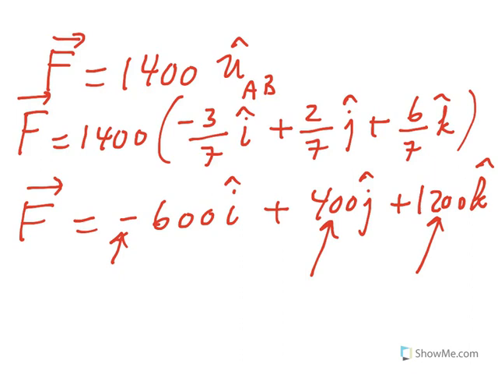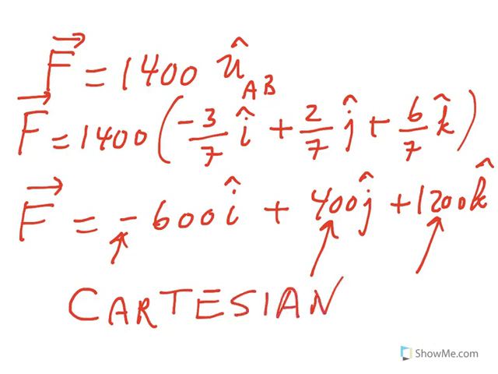By the way, this format of the force is known as the Cartesian format. Cartesian refers to a three-dimensional force. Rectangular is for a two-dimensional force, just I and J. So Cartesian means I, J, and K in general.